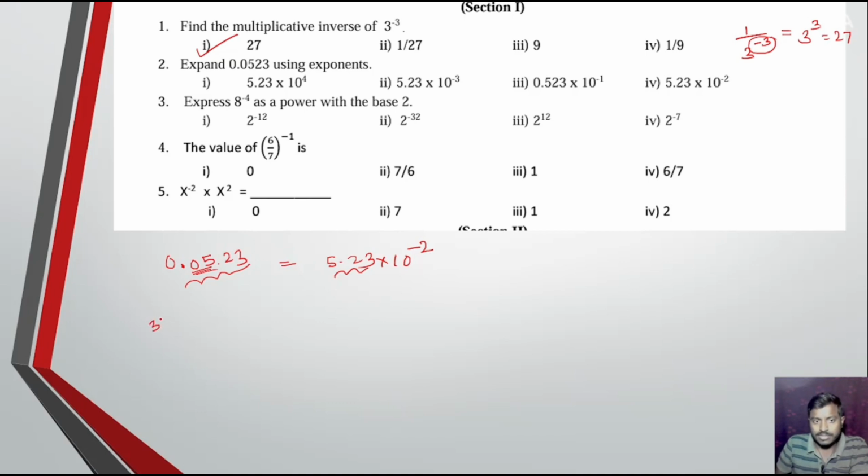Next, question number 3. Express this as a power of the base 2. Base 2 means we can write 8 as 2 to the power 3. Now with the minus 4, so 2 to the power minus 12. So the correct answer is option number i.